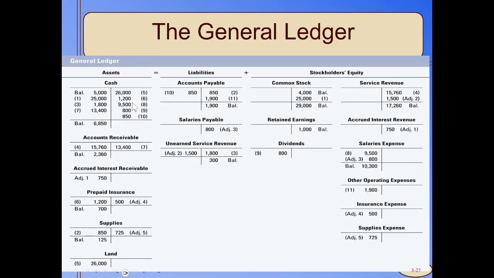Here is a summary of the ledger accounts after recording the transactions for Colin Brokerage Services. So we can see that normally we report the assets on one side, the liabilities on one side, and stockholders' equity on one side. For stockholders' equity, we have common stock, retained earnings, and dividends. For service revenue, we will have other revenue and other expenses.